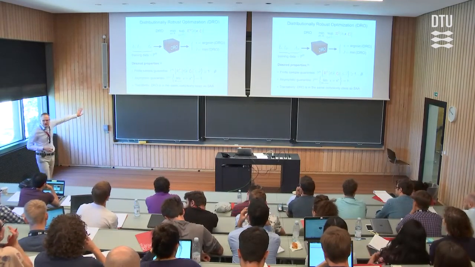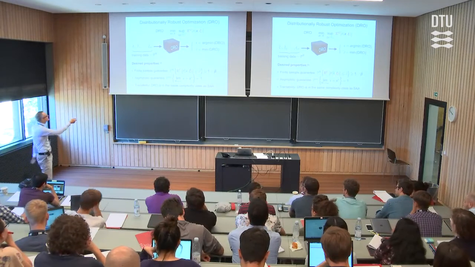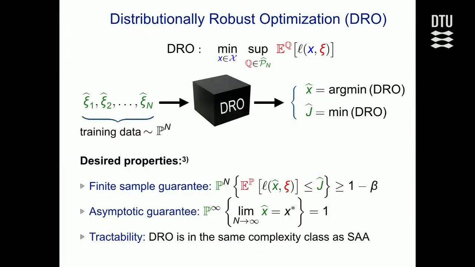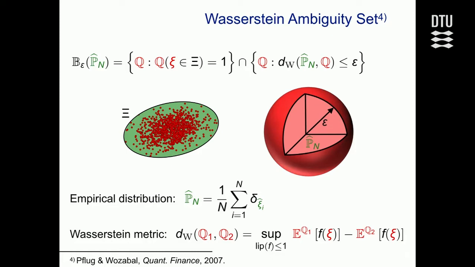Okay, so this is my wish list of desired properties. I would like to construct an ambiguity set such that the solution of my distributionally robust optimization problem satisfies these three properties. So let's see whether we can do that. The proposal is to construct this family of distributions basically as a ball in the space of all distributions.